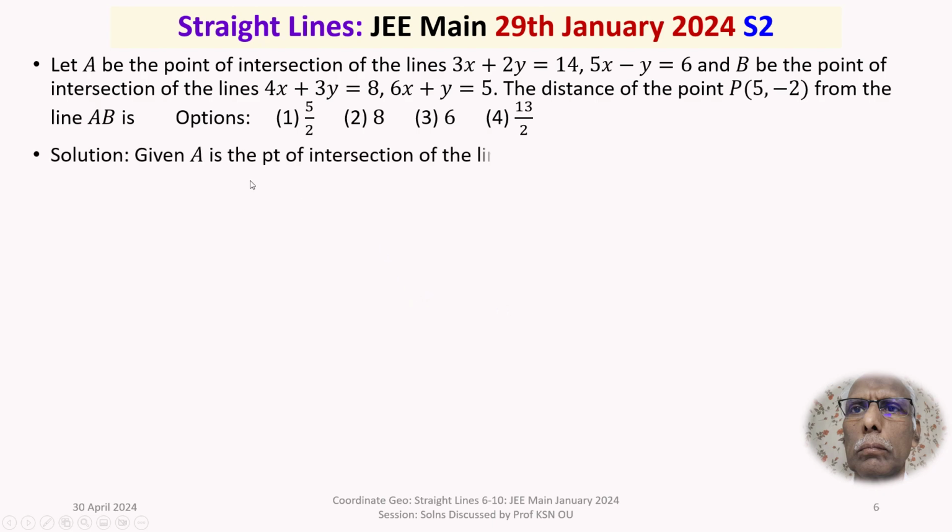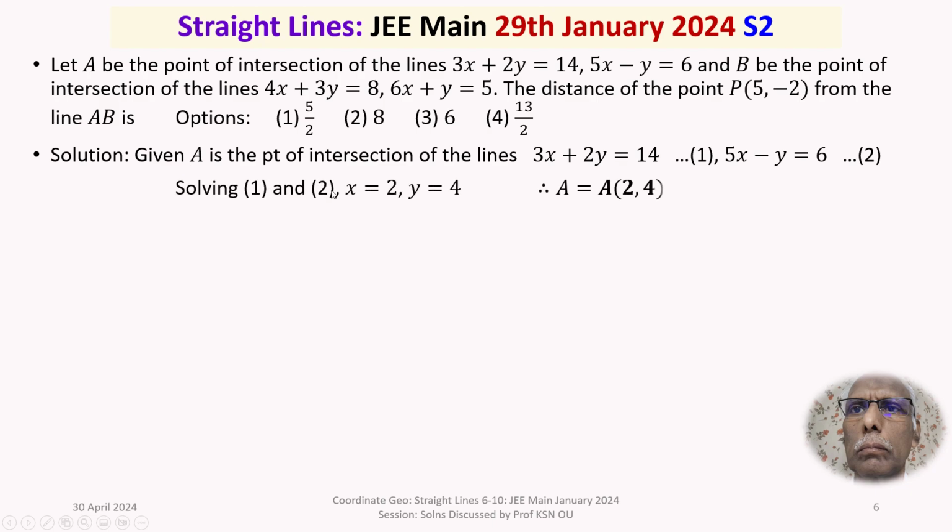We are given A is the point of intersection of these 2 lines. Call them 1 and 2. You take 1 and 2 and solve them, you will get the coordinates of A. Solving 1 and 2, we get x is equal to 2, y is equal to 4. Therefore, the coordinates of A are 2, 4.